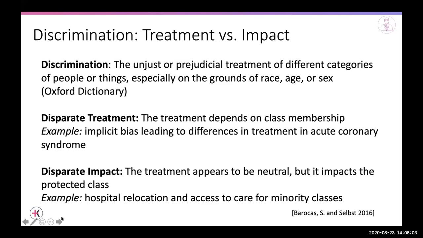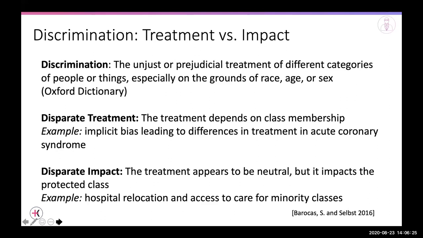So we tend to think about disparate treatment as something that is assigned to that class. Disparate impact is a little bit more difficult, and that is that the treatment itself appears to be neutral. That is, perhaps you're providing the same treatment, but the impact is differential across the protected classes.